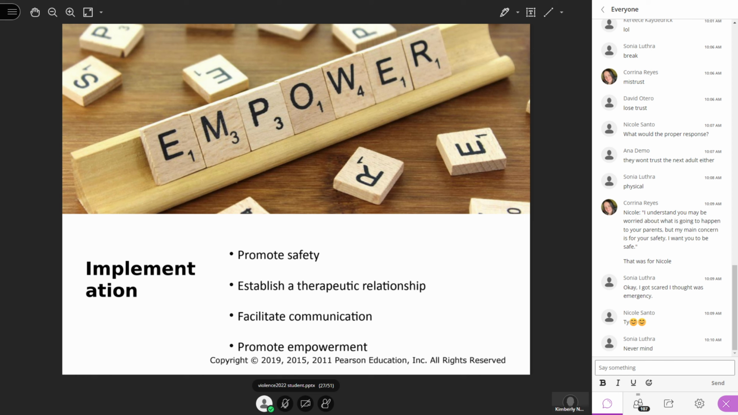We're going to implement our plan, promote safety, and establish a therapeutic relationship. We want to make sure we have open communication. And the biggest thing that we need to do for our patients is promote empowerment. If they have been controlled by their abuser for a long period of time, we need to make them feel like they are strong enough, that they are worthy, because they've heard for a long period of time that they're no good or they can't do things. That person has used that language to control them, to keep them where they need them to be.